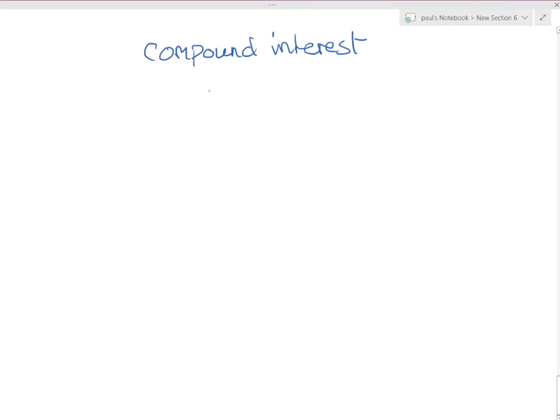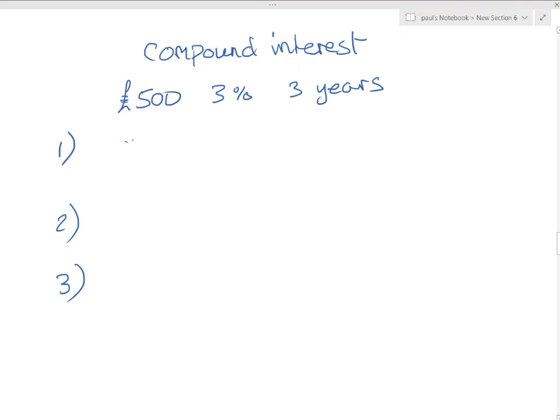Now this is where we add on, let's have our £500, and we're going to do it at 3% again, and this time we're going to do it for 3 years. Yeah. Now, what happens with compound interest is that the interest gets added on to the amount every year, and every year the amount goes up. So the first year, year 1, year 2, and year 3.